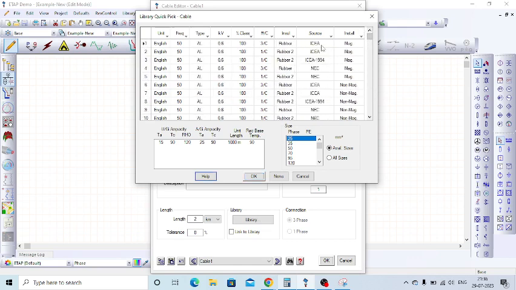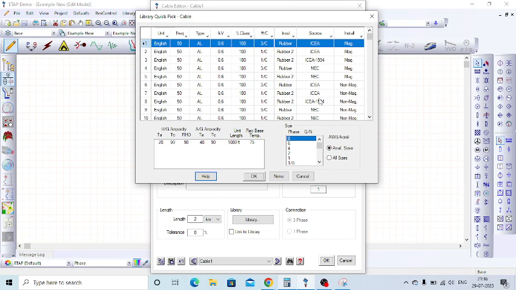Then source means based on what information they have modeled this cable. Then install, in the install mag is there, no? So mag means in a cable there is one element that is called armor.